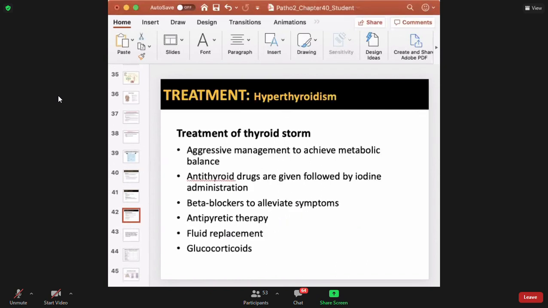If you have thyroid storm, you have to aggressively treat it. You have the anti-thyroid drugs, the beta blockers, and the antipyretics to decrease the high fever. They're sweating so much that you have to replace their fluids, and there's so much inflammation that you have to give them glucocorticoids. So yeah, that's how that works.